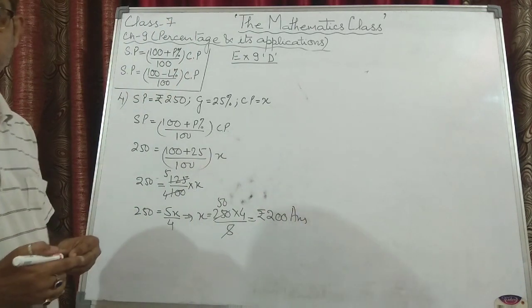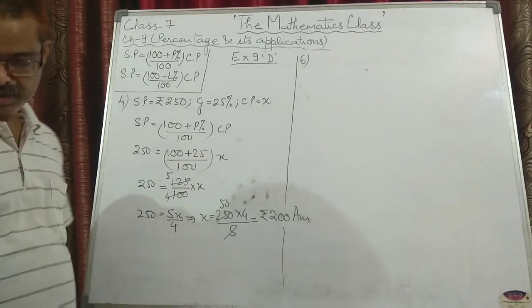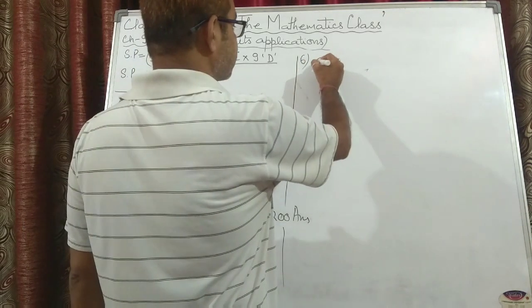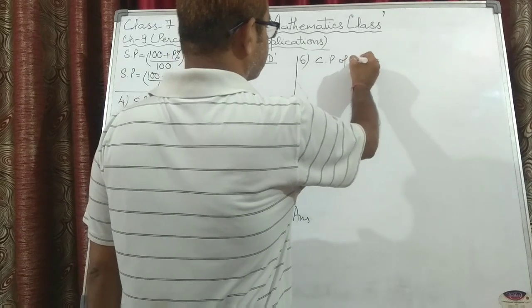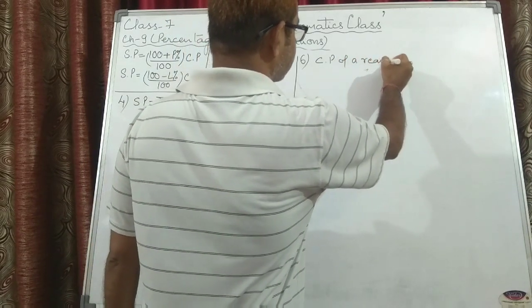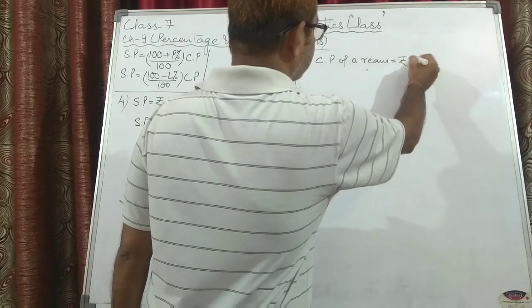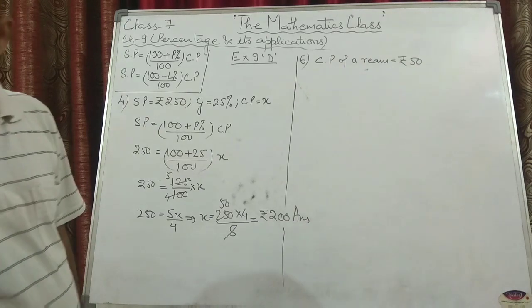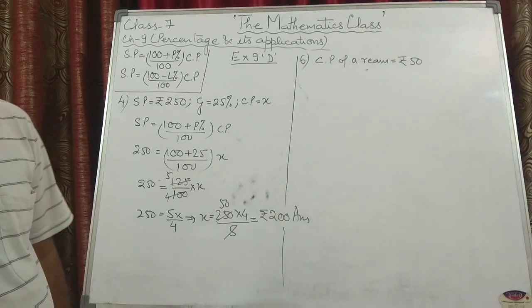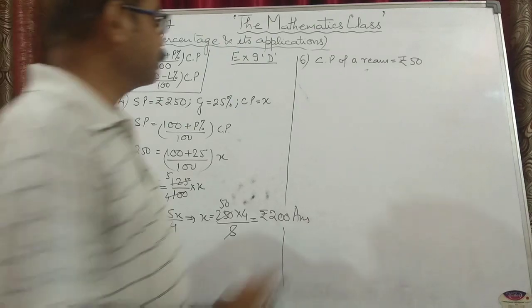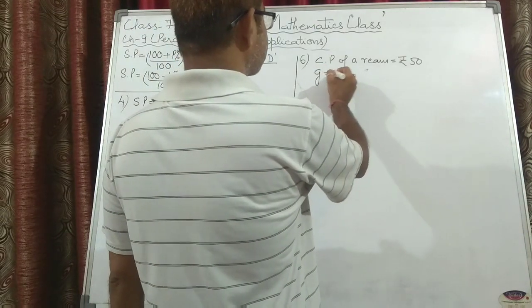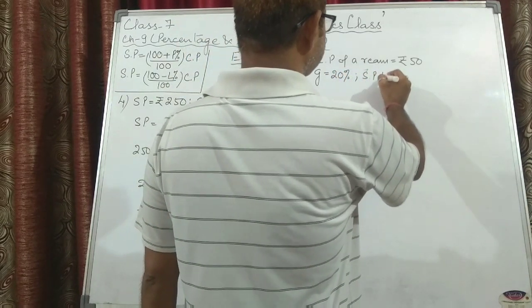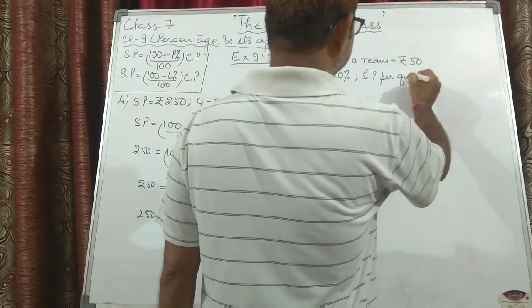Now we move on to the next question. Question number 6: a bookseller buys paper at rupees 50 per ream, meaning the cost price of a ream is rupees 50. Then they ask, at what price per quire should he sell so as to gain 20%? Gain is 20% given, but you have to find the selling price per quire.